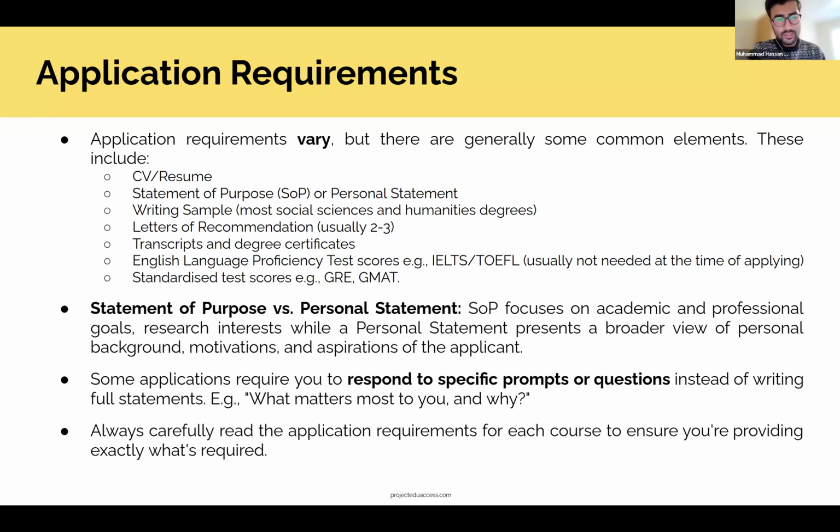So there are two terms, the statement of purpose and the personal statement. Usually the statement of purpose focuses on your academic and professional goals and research interests, and it could be like your study objective as well. Academically, where you come from, what you've studied, what you worked on, what your interests are, and what you aim to do moving forward.